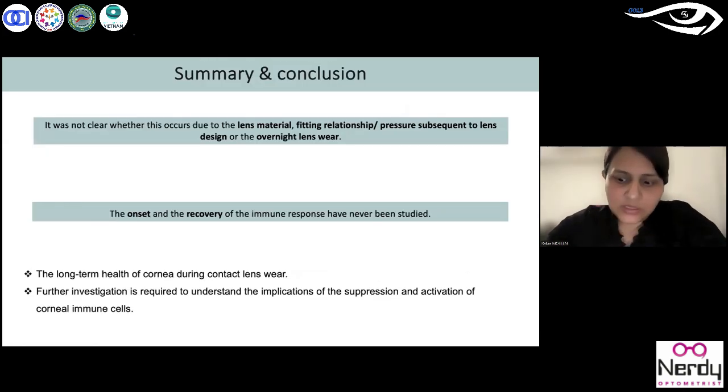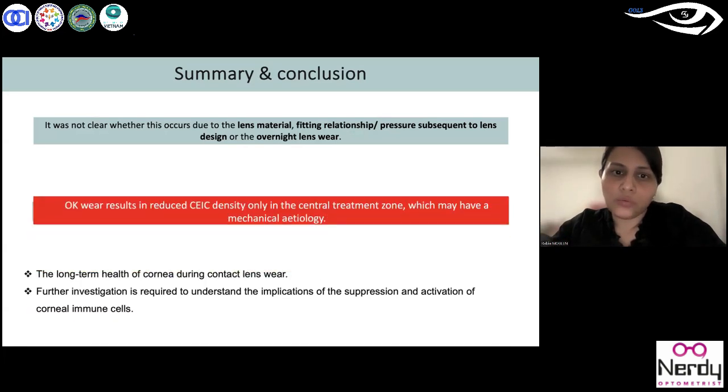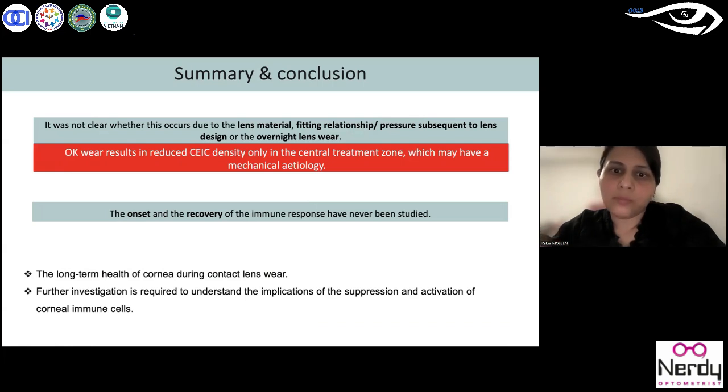So now our answer to our hypothesis or our question, why it is happening in orthokeratology lens wear. When we compare the response to a similar material worn similarly overnight, we only found the difference in the central cornea of orthokeratology lens wear. So we concluded that this can be due to the mechanical pressure, because they are in the central treatment zone, because the lens applies the pressure at the central cornea. So this can be the reason that we observed that these lenses are showing the immune suppression.